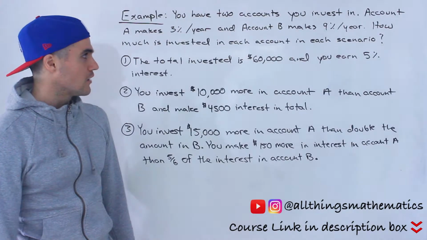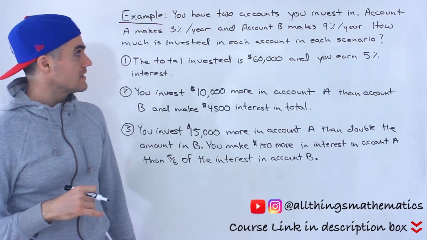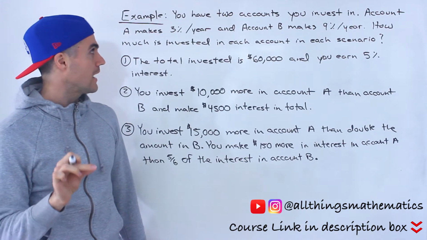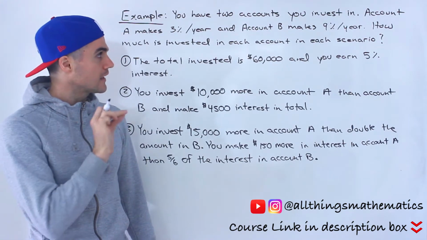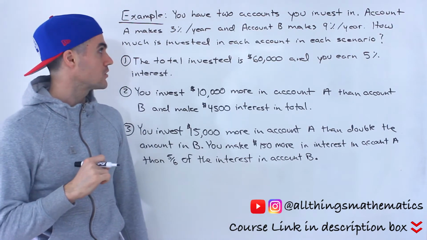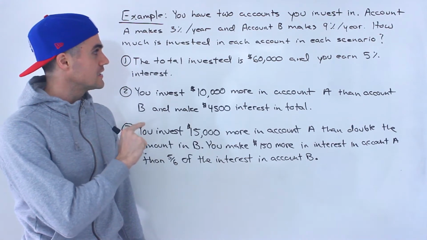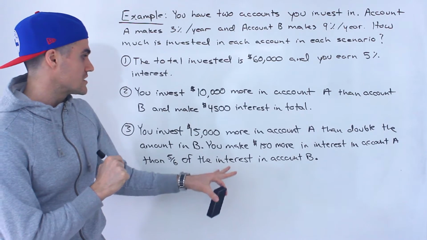Patrick here, moving on to another linear systems word problem. So let's say that you have two accounts that you invest in. Account A makes 3% interest per year and then account B makes 9% interest per year. How much is invested in each account in each of these scenarios?